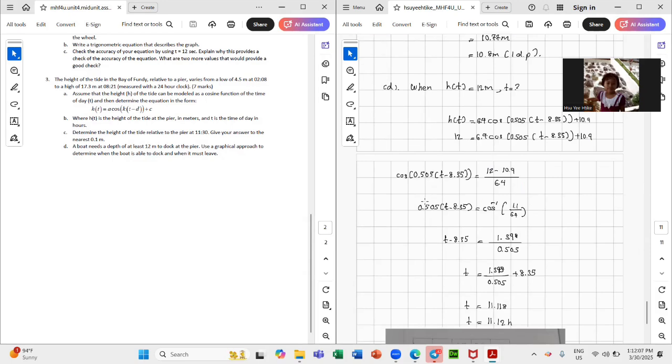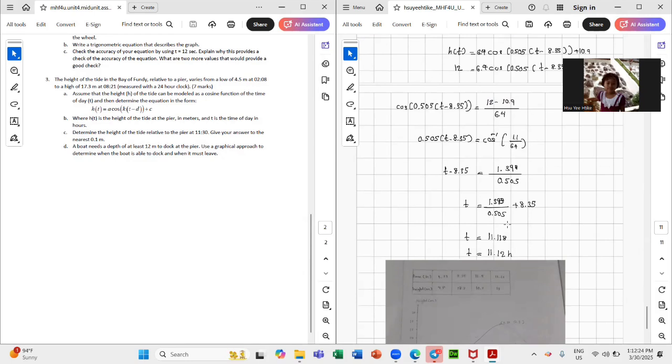and then find the value of 0.505 times t minus 8.35. We have to find the cosine inverse of 1.1 over 6.4, and then finally the value of t becomes 11.12 hours.